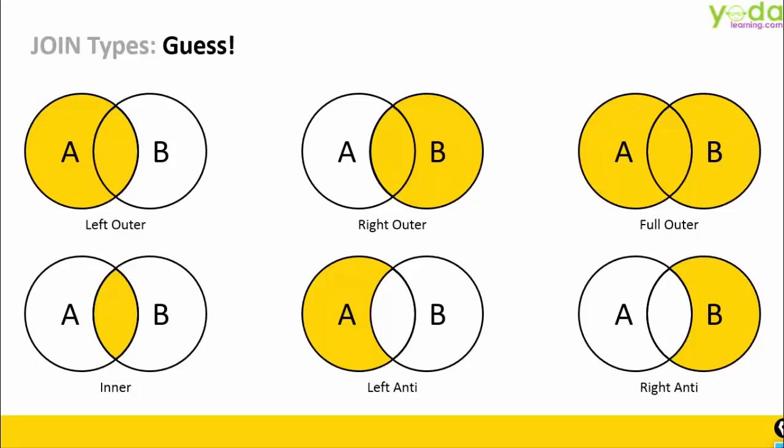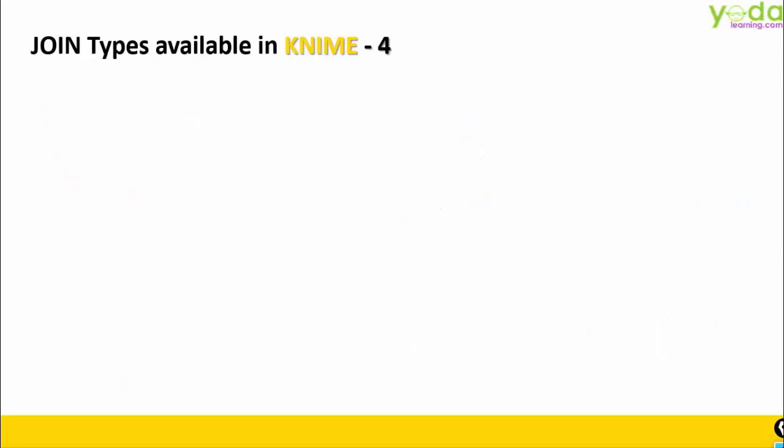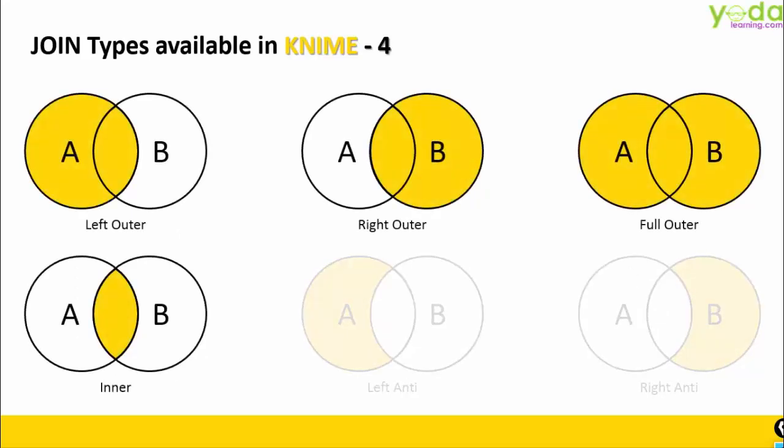So if you're going to learn SQL or Alteryx or KNIME or Power BI or Tableau or any of such recent data analytics applications, you will require the knowledge of join types. In fact, in KNIME, you have only four join types available: left outer, right outer, full outer and inner join. So do not be surprised when you do not find the remaining two in KNIME.